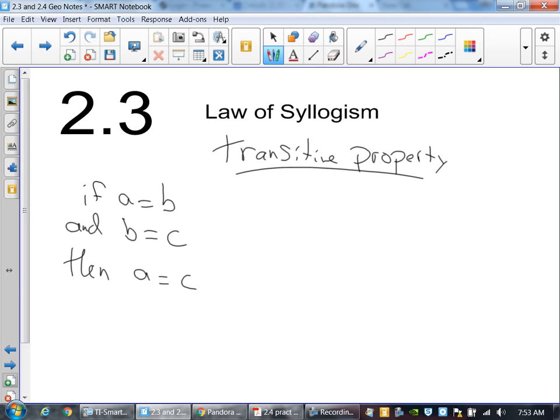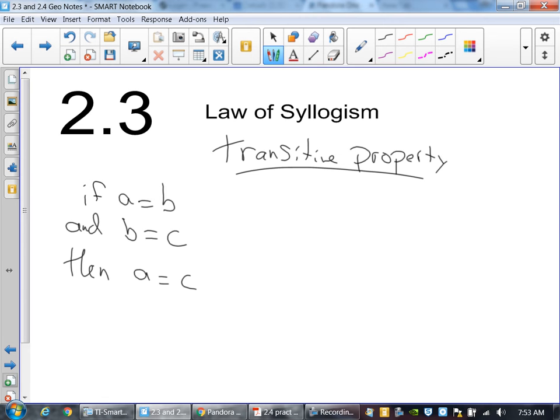That's this law of syllogism. There is no reason to go into the entire depths of all of it. If you can remember that Mr. Williams is taller than me and I'm taller than Ms. Isham, he's taller than her, done. A equals B, B equals C, therefore A equals C.